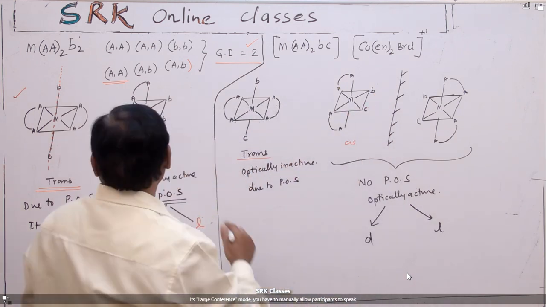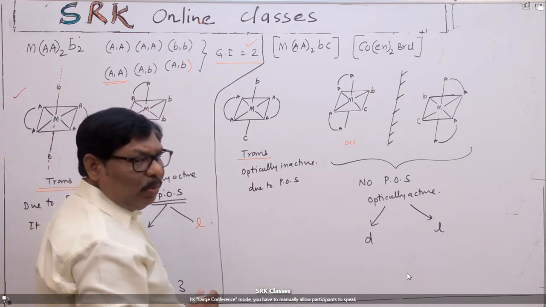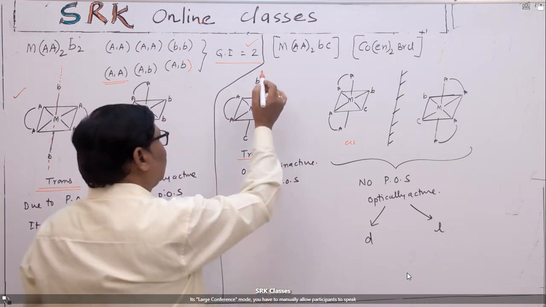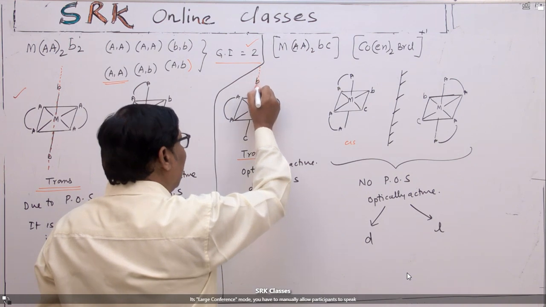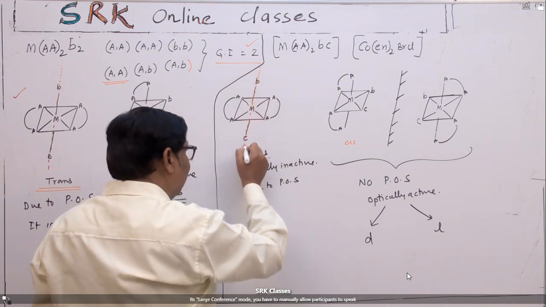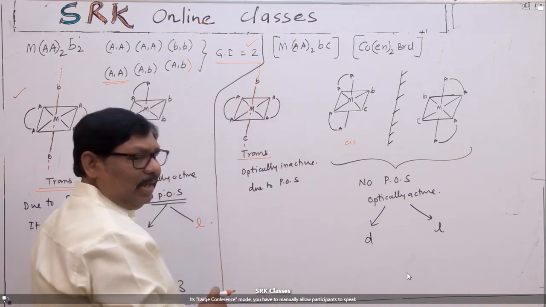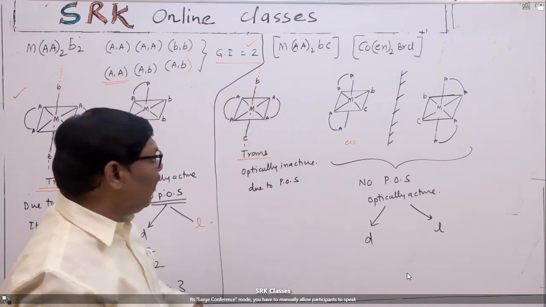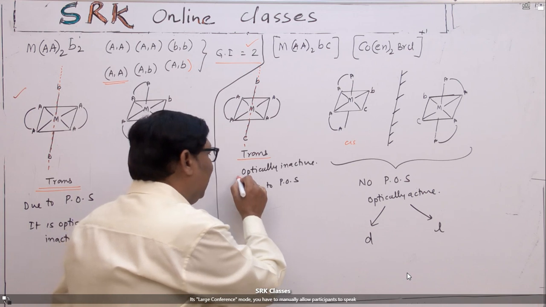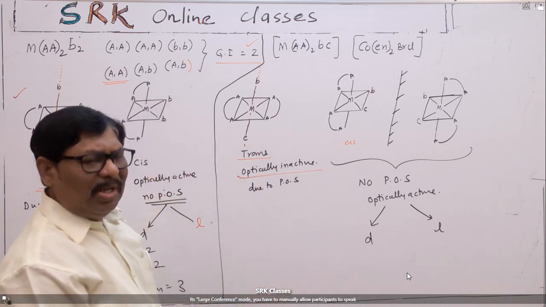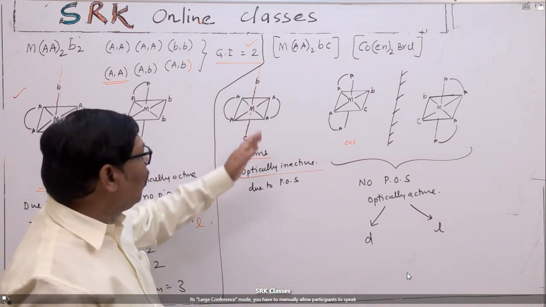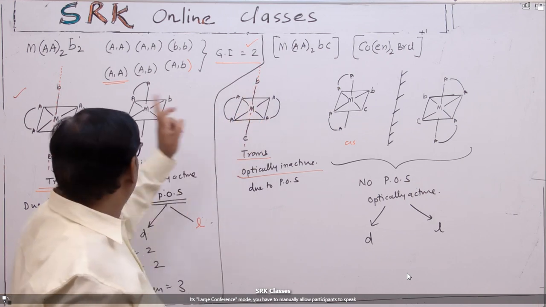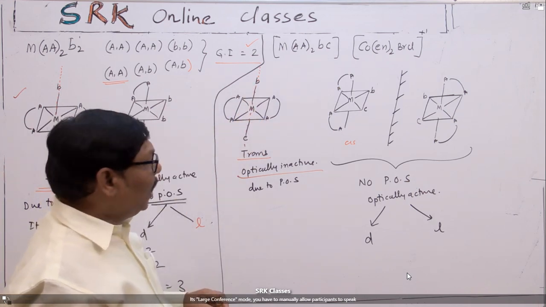In the previous case, the trans compound is optically inactive because of planar symmetry. Here also same thing. This is a plane. I can divide this molecule into two equal mirror images. Therefore, it is having a planar symmetry. If it is having a planar symmetry, the compound is said to be optically inactive. Normally, trans compounds in general are optically inactive due to the planar symmetry. Two examples I have given. Now look at the other one.